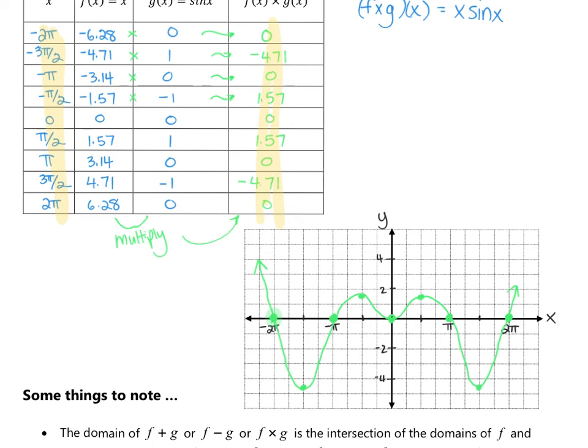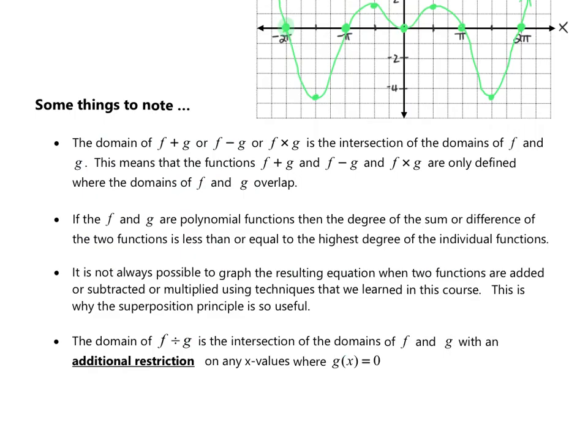So a couple of things I want you to consider as sort of the final thought. Okay, the domain of f plus g, f minus g, f times g is just the intersection of the two domains as we talked about. Okay, so they're only defined where those two domains of f and g overlap. If f and g are polynomial functions, then the degree of the sum or difference of the two functions is less than or equal to the highest of the individuals. That's just a side note you could figure out on your own. It's not always possible to graph the resulting equation when two functions are added or subtracted or multiplied using the techniques that we've learned, and so this is where the superposition principle is used.